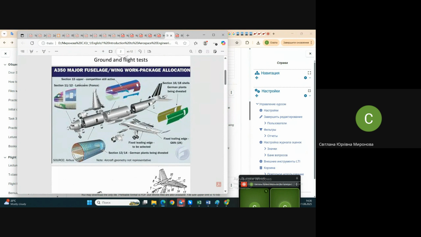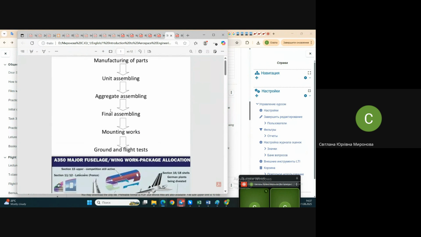And additionally, it meets there with engines, with landing gears, with different types of devices and different types of equipment, whether it's a military airplane or passenger airplane. I hope you get an idea. Let's come back to the scheme. So first, unit assembling, next, aggregate assembling, and final assembling.